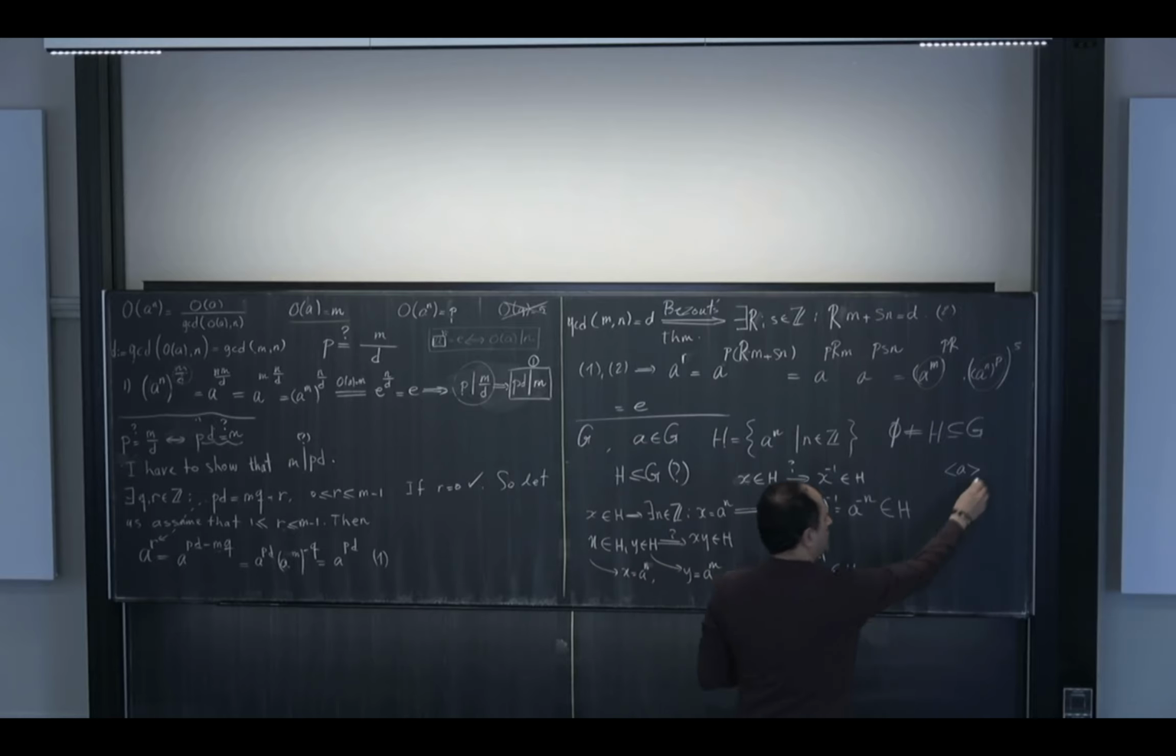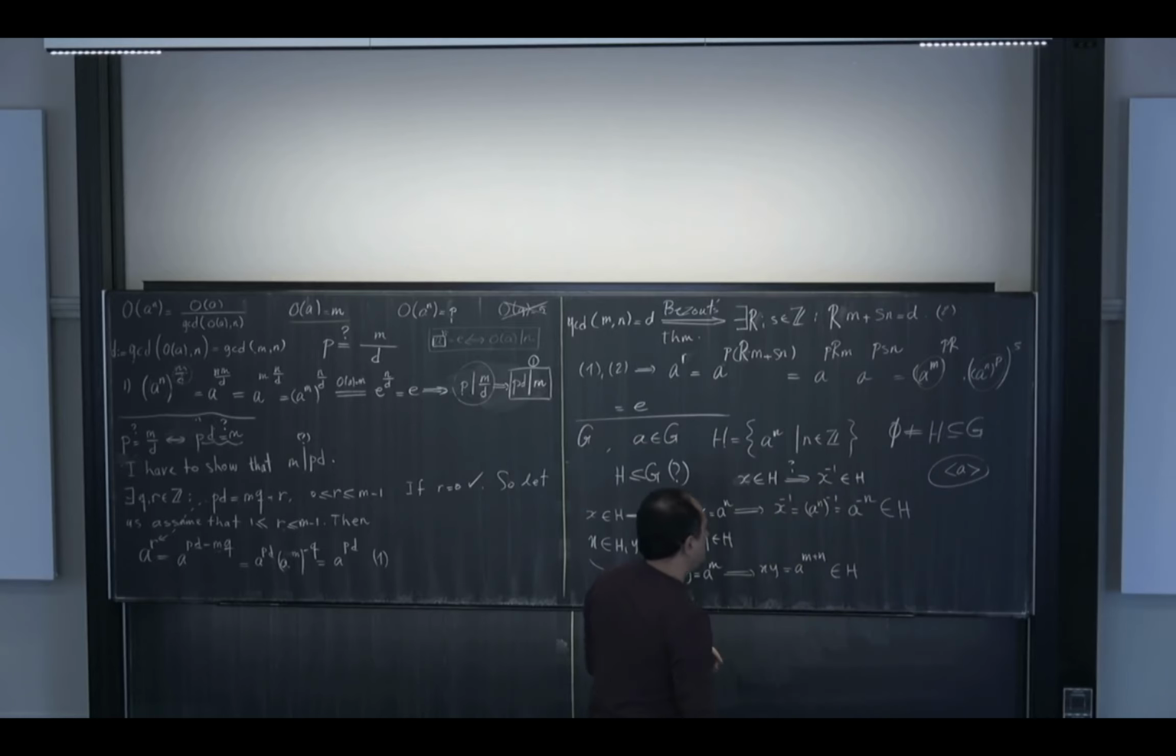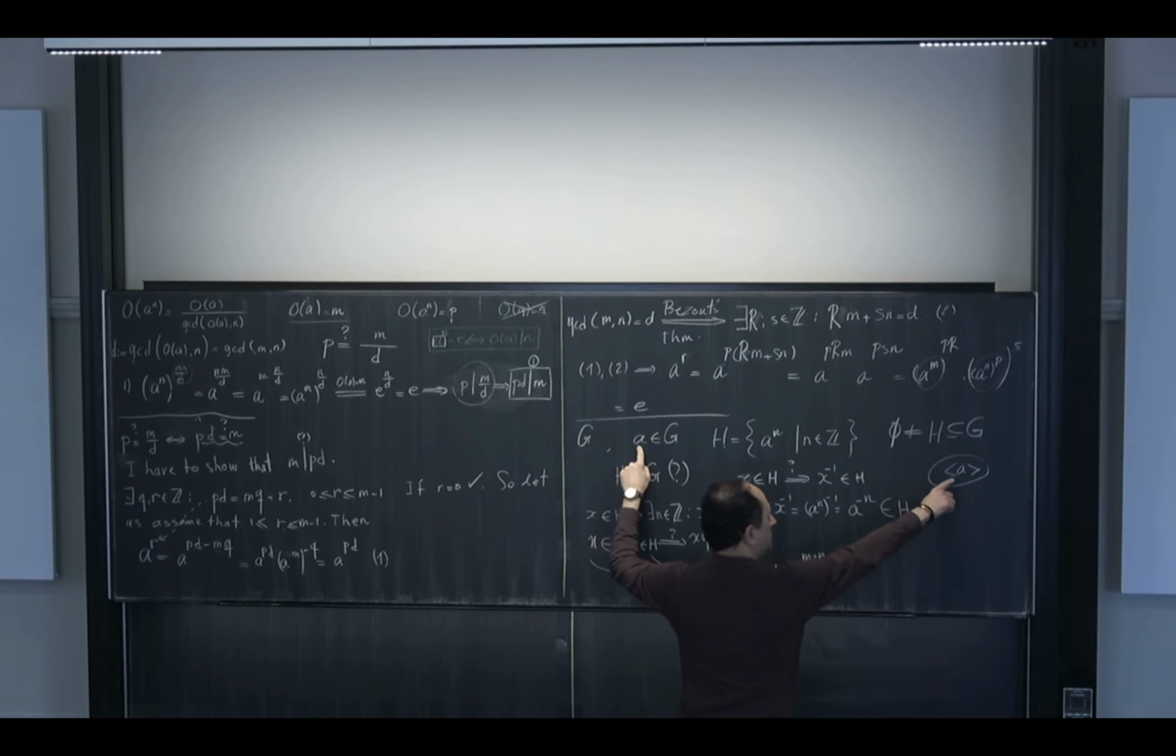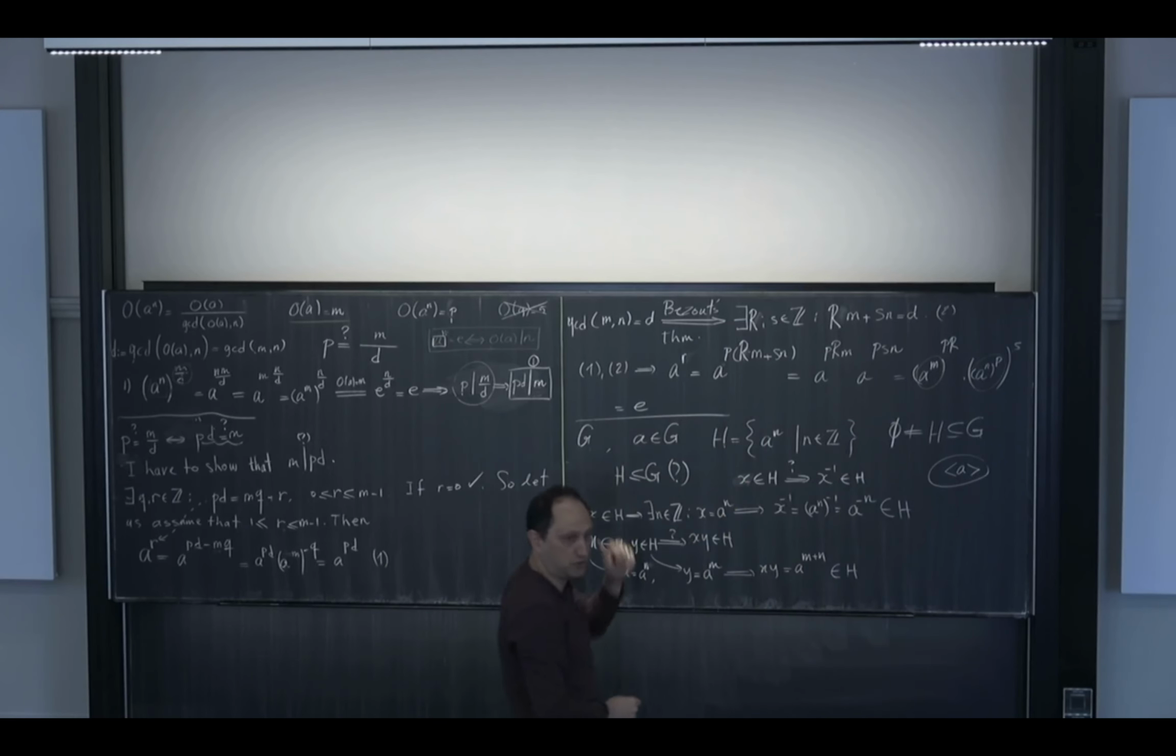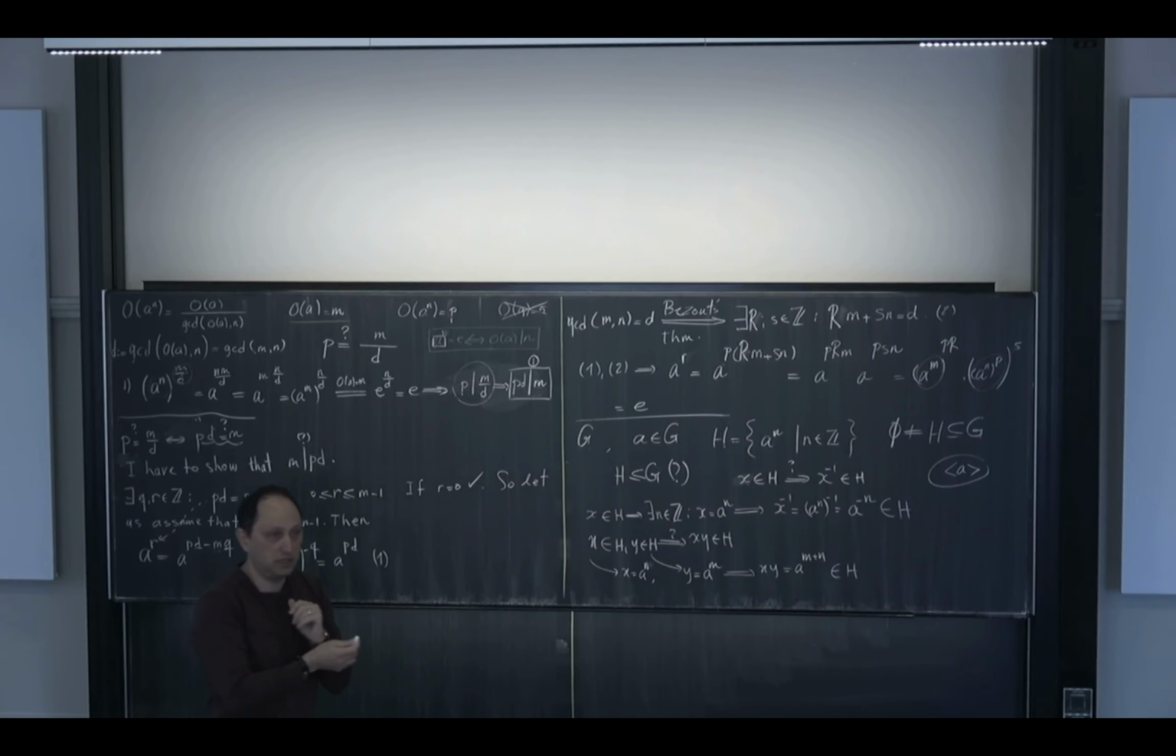So whenever you see this symbol, it means you already have a group, you have picked an element from your group, and then you can discuss this. This is just a notation for this. What is the structure of this in algebra? It is a subgroup of the original. That is called a subgroup generator.